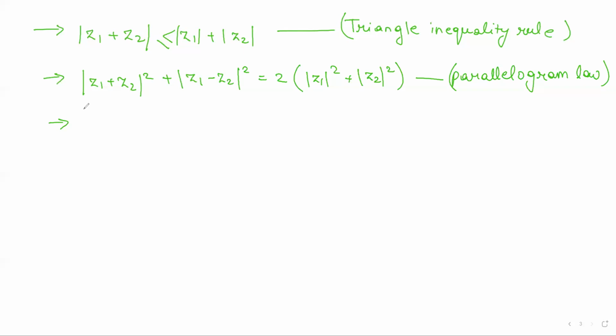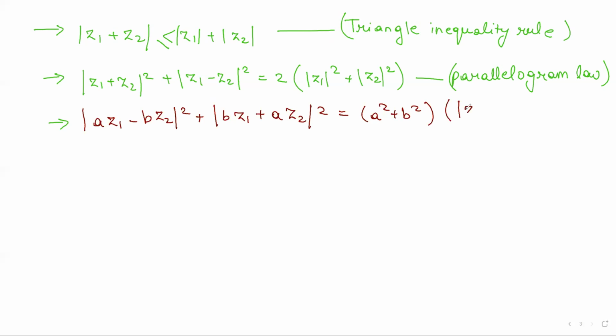The general rule states that mod of (A into z1 plus B into z2), let's write the minus term first, minus mod of (B into z1... minus B into z2) whole square, plus mod of (B into z1 plus A into z2) whole square, will be equal to (A square plus B square) into (mod of z1 square plus mod of z2 square). Here, if we substitute A and B, both values 1, we'll end up with the parallelogram law.